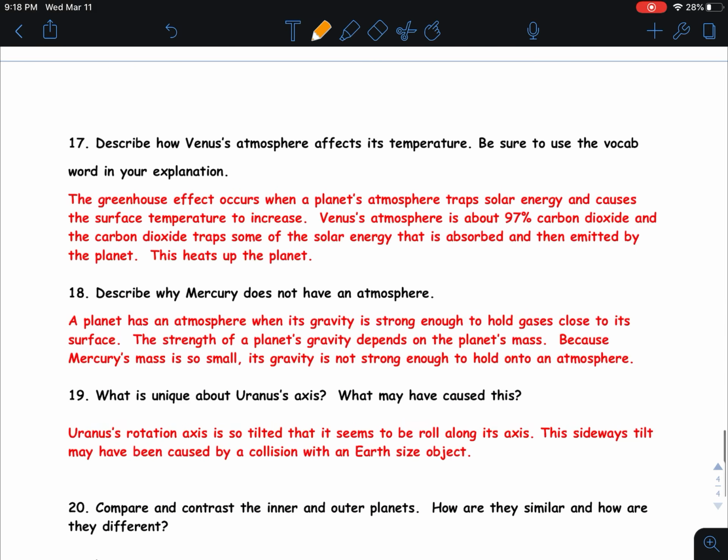Describe how Venus's atmosphere affects its temperature, but be sure to use the vocab word in your explanation. So it's the greenhouse effect. It occurs when a planet's atmosphere traps solar energy and causes the surface temperature to increase. Venus's atmosphere is 97% carbon dioxide. And the carbon dioxide traps some of that solar energy that is absorbed and emitted by the planet. This heats up the planet. That is why Venus is super hot.